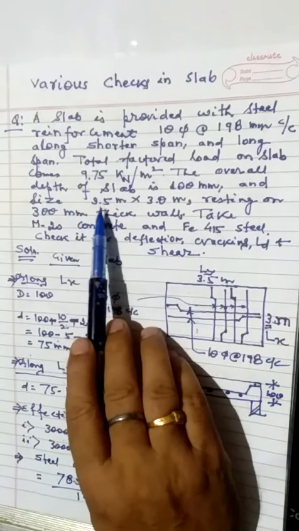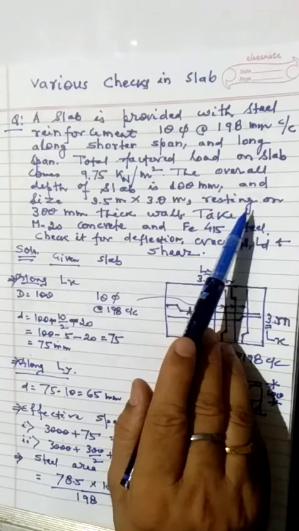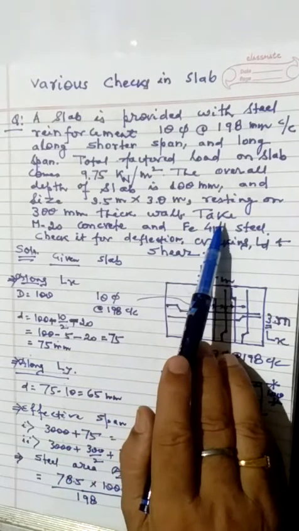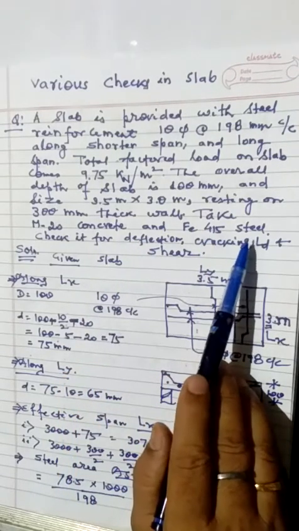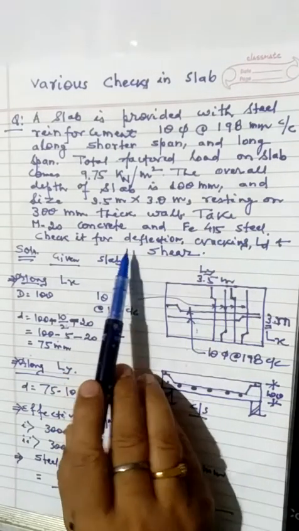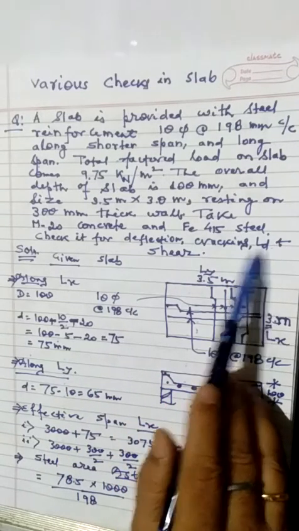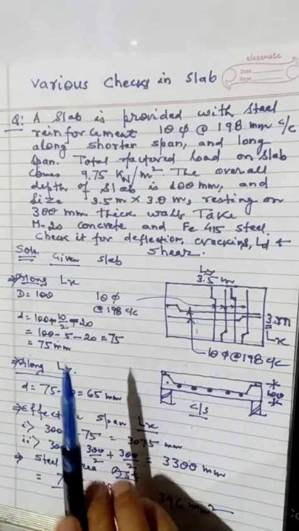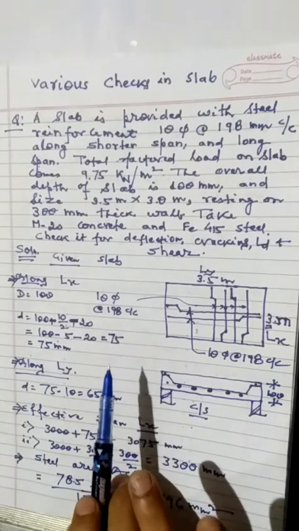and the size of the slab is 3.5 meter by 3 meter, resting on 300 mm thick walls. Take M20 concrete grade and Fe415 steel. Check it for deflection, cracking, LD, that is development length, and shear. So these are the various checks we have to carry out to check whether the design is okay or not.